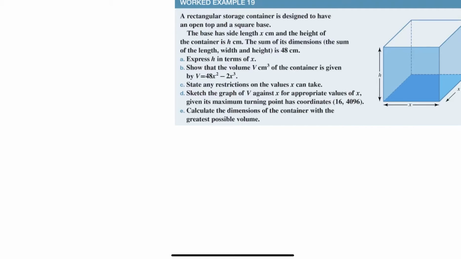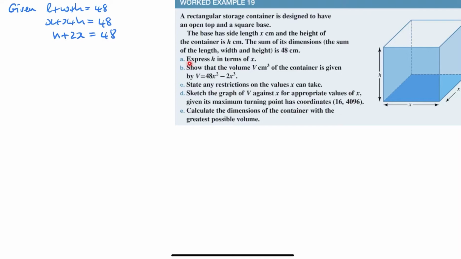So given, I'm just going to write here, given is that length plus width plus height equals 48. In other words, X plus X plus H equals 48. In other words, H plus 2X equals 48. So that is the given information. Let's go and see what they ask.